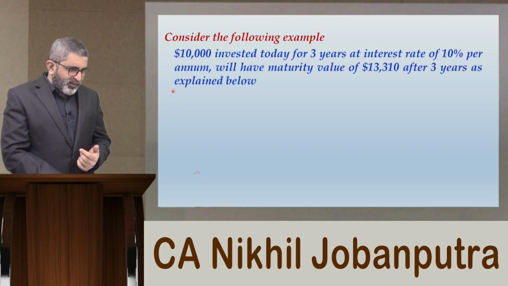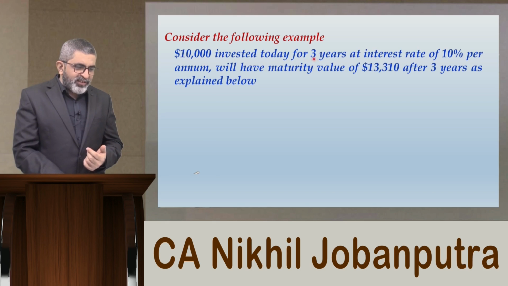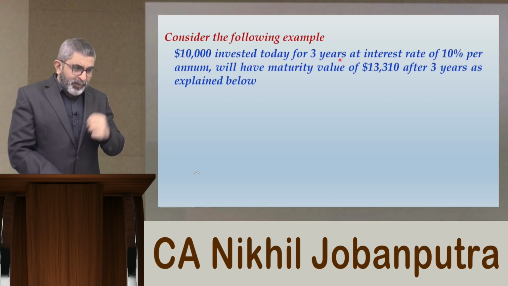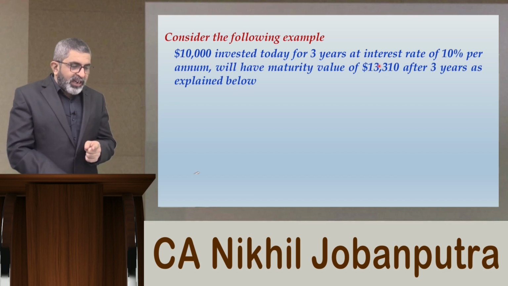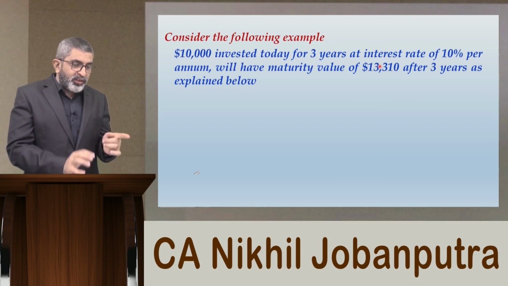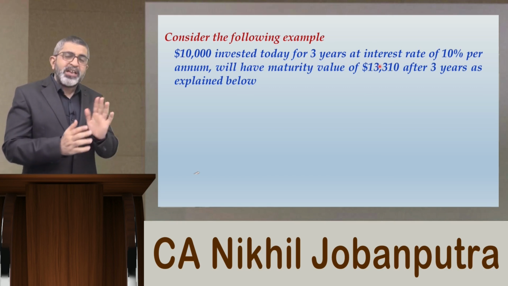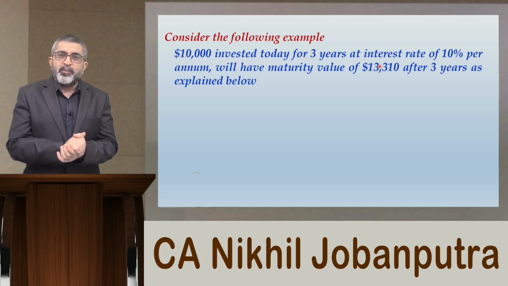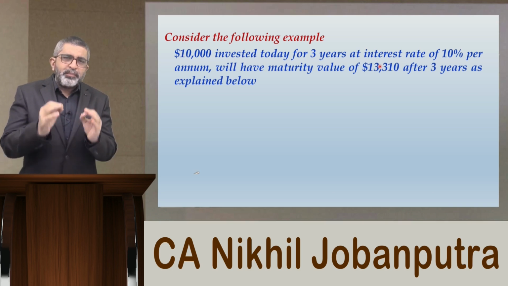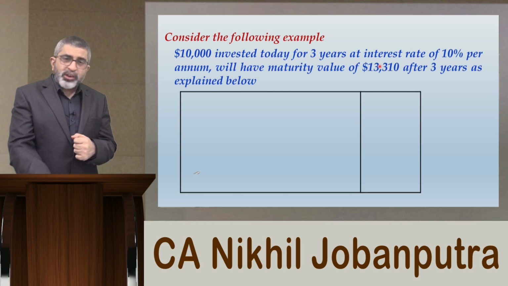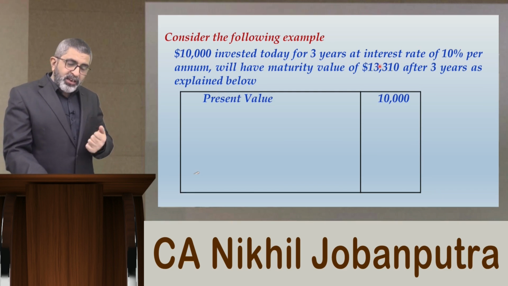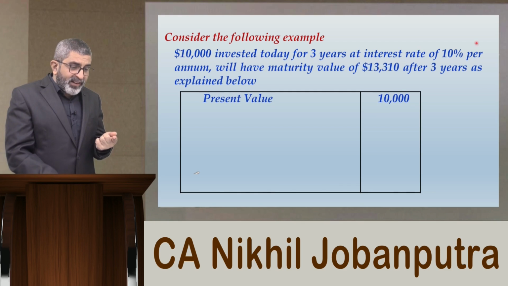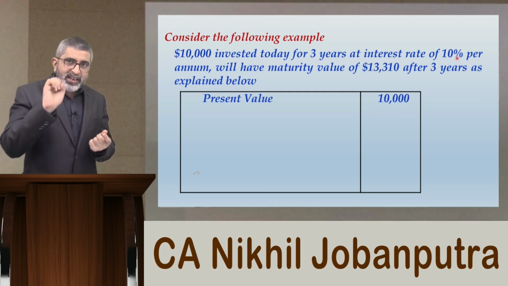So in this example, what is mentioned, $10,000 invested today for 3 years at interest rate of 10% per annum will have maturity value of $13,310 after 3 years as explained below. How this will work? So simply you can take your calculator and check the calculations. Your present value of money that you have invested is $10,000, correct? And on that you will first add the interest for the first year at 10%.